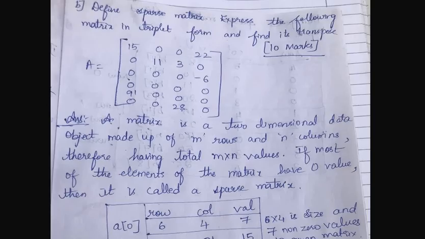1b. Define sparse matrix. Express the following matrix in triplet form and find its transpose. They have asked this question for 10 marks. So this is the matrix they have given. Firstly, we have to define what a sparse matrix is.